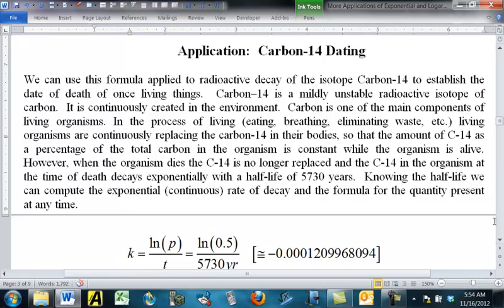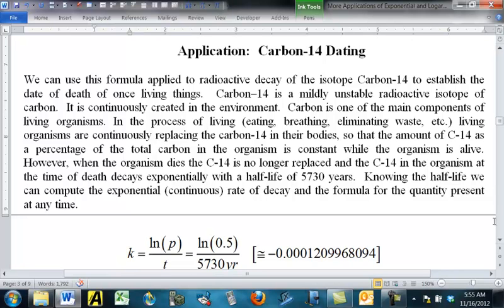Let's look at another application of radioactive decay. We can use the formula applied to radioactive decay of the isotope carbon-14 to establish the date of death of things that were once living. Carbon-12 is actually the standard version of carbon, the more stable version. Carbon-14 is a mildly unstable version. It's mildly radioactive, and it will radioactively decay and turn into carbon-12. It has a half-life of 5,730 years, so it's not a highly radioactive substance. And it turns out that it's continuously created in the environment.